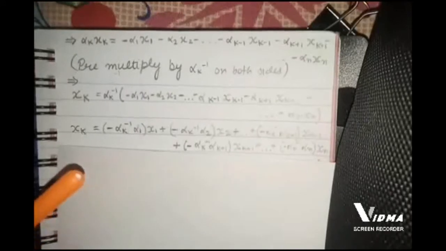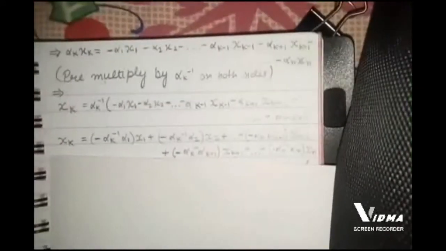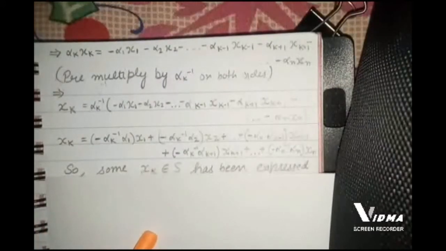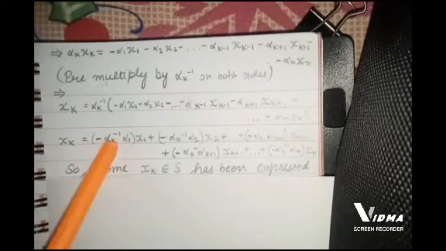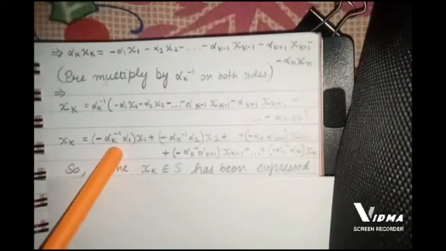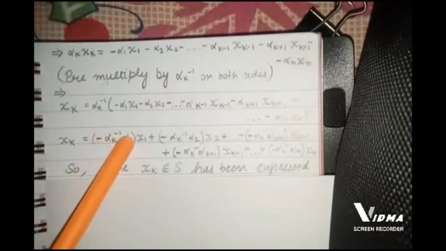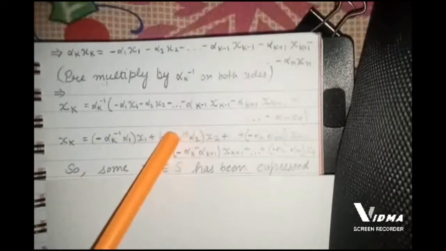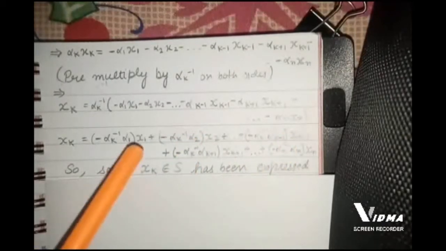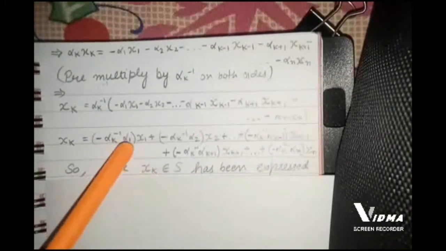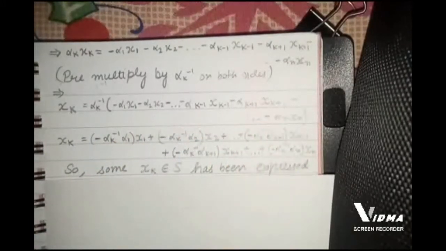Now the point to be noted is that in this equation, you can clearly see this is a scalar. A scalar times a scalar is a scalar. This is again a scalar, this is again a scalar, this is scalar, scalar. And the other things with these scalars are x1, x2, and so on up to xn.